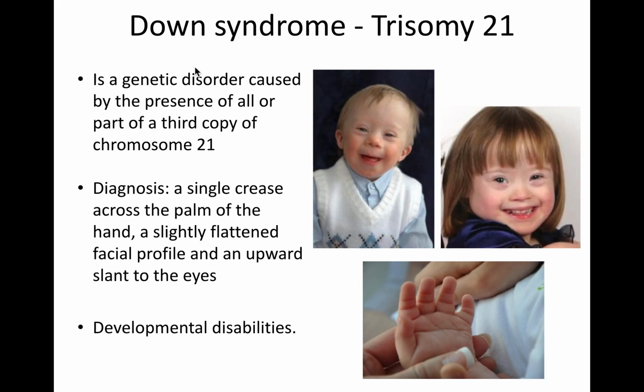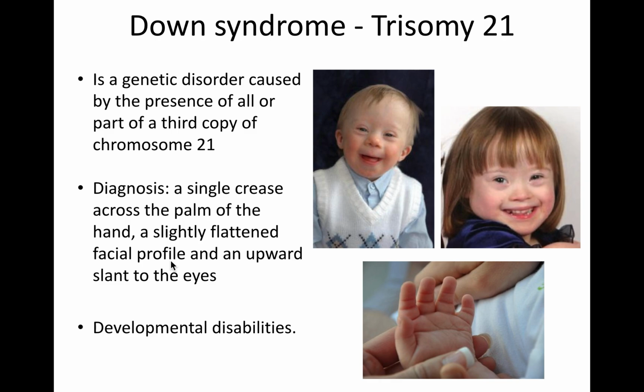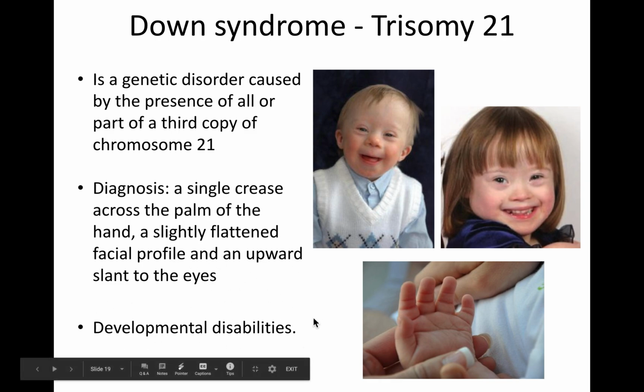So just to talk a little bit about Down syndrome, this is trisomy 21 because it's on the 21st homologous pair and you have 3 chromosomes. You inherited an extra copy of the chromosome. So that would be an accident happening during meiosis. The way you can usually tell is there's a single crease across the palm of a hand. There's also a slightly flattened facial profile and an upward slant to the eyes. And usually what comes with it is developmental disabilities as well.